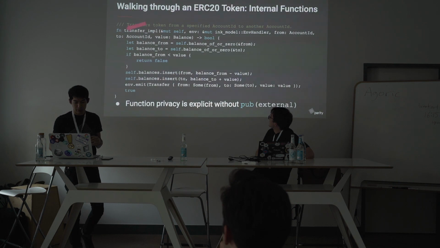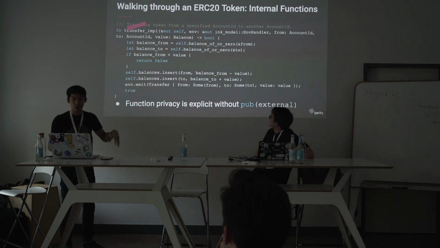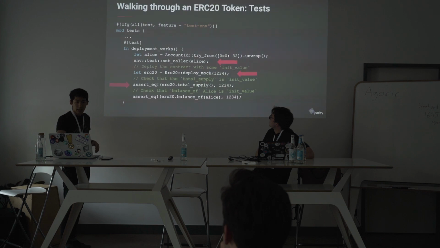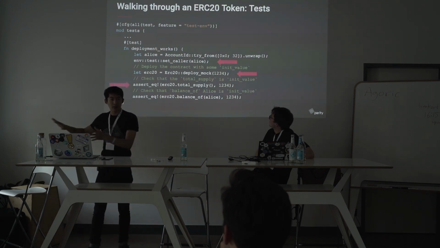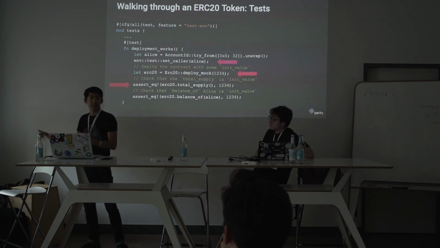Let's jump to the transfer implementation. Basically, I just want to show you here the function privacy. So this is the internal function. The transfer and transfer from both call this. And this function is not accessible from outside the contract because it doesn't include the pub external. So this is an internal function. And then finally, tests. Another thing is that I think the testing framework for Solidity is completely on the side. Like I think most people use Truffle, and it has its own kind of third-party testing platform.